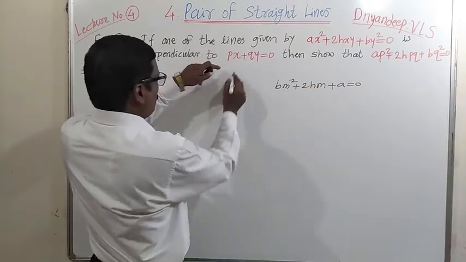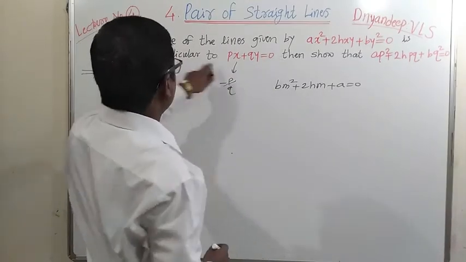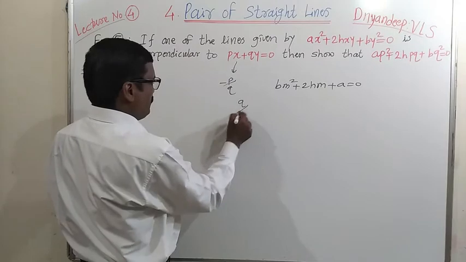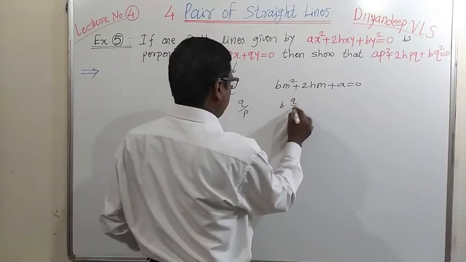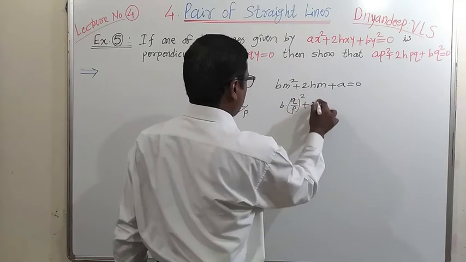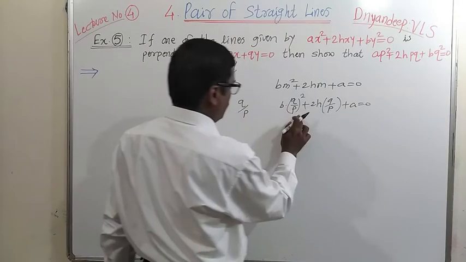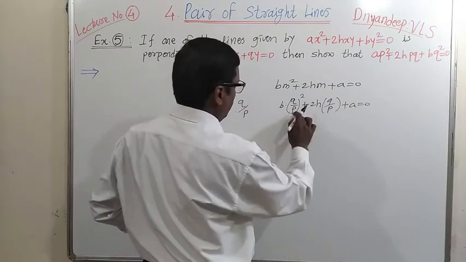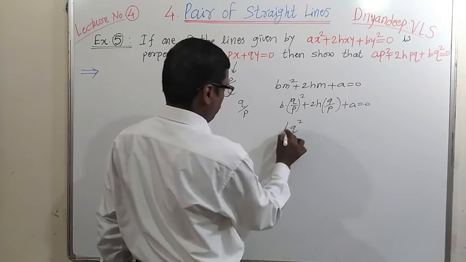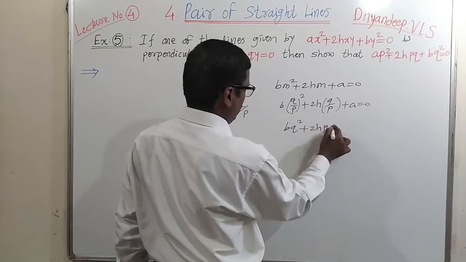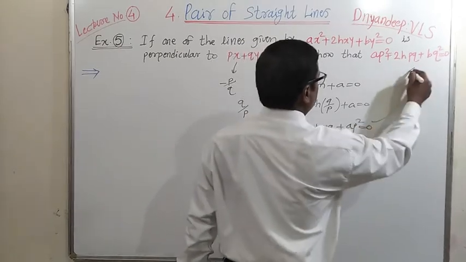The slope of this line is minus p by q. The line perpendicular to this, its slope is q by p. So put this slope here, we get b(q/p)² + 2h(q/p) + a = 0. Multiplying each term by p², we get bq² + 2hpq + ap² = 0. That is the answer.